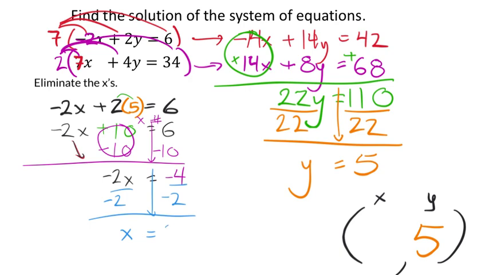Negative 4 divided by negative 2 is positive 2, so my x value should be 2. But let's go back and check. Up here, negative 2 times 2 is negative 4, plus 2 times 5, which is 10. Negative 4 plus 10 is positive 6, so the first equation checks off. The second equation: 7 times 2 is 14, plus 5 times 4 is 20. 14 plus 20 is 34, so that checks off as well. Now I know that I have found the solution.